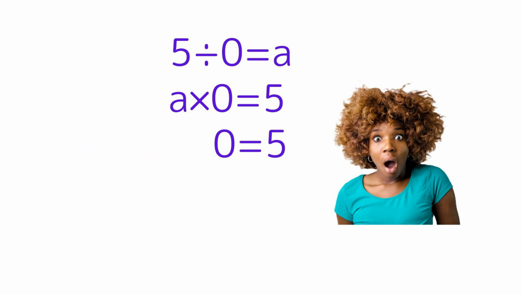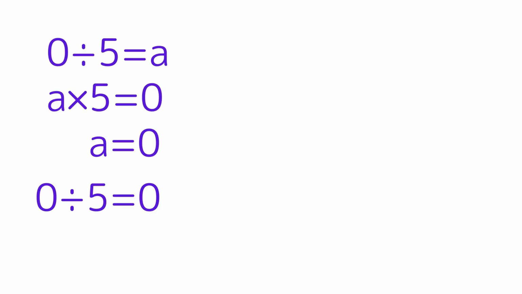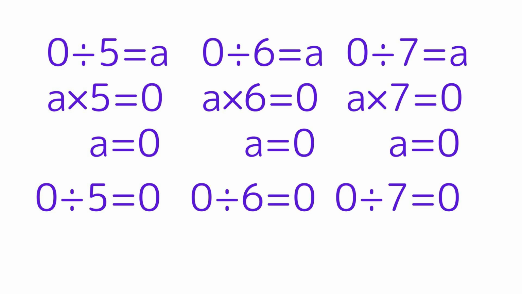Conversely, dividing 0 by any number other than 0 results in 0. For example, if 0 divided by 5 equals a, then a times 5 equals 0. This means that a is 0. Whether the divisor is 6, 7, or 8, the result is the same. Their quotients are all 0. If the divisor is non-zero, then 0 divided by any number is 0.